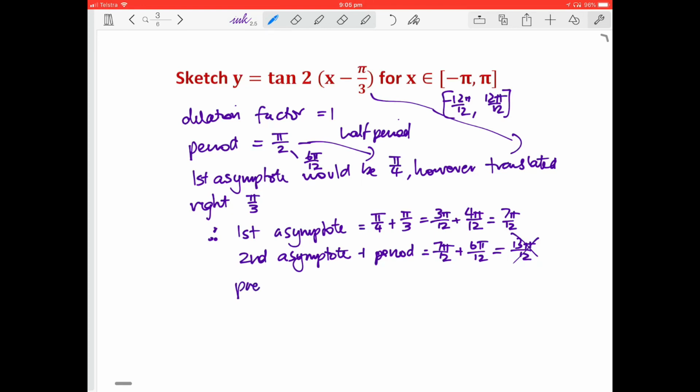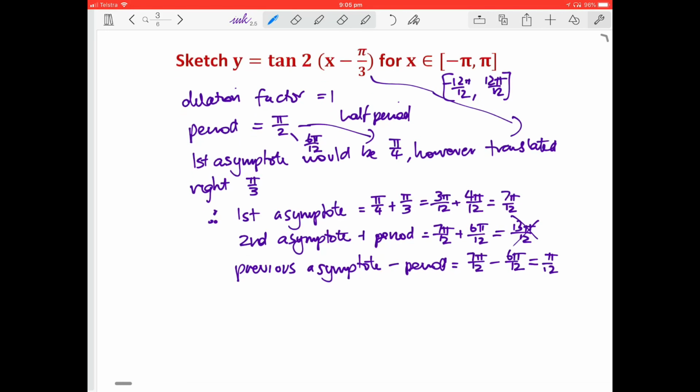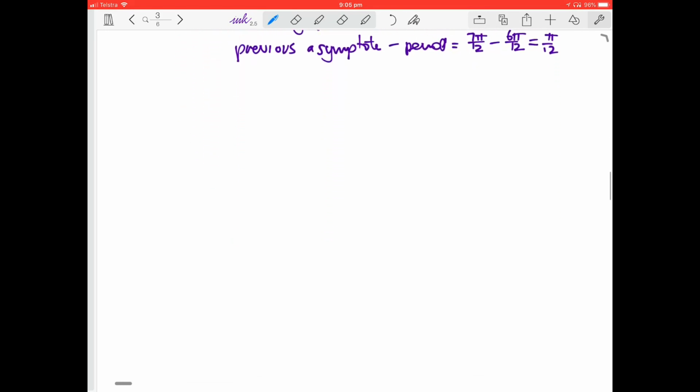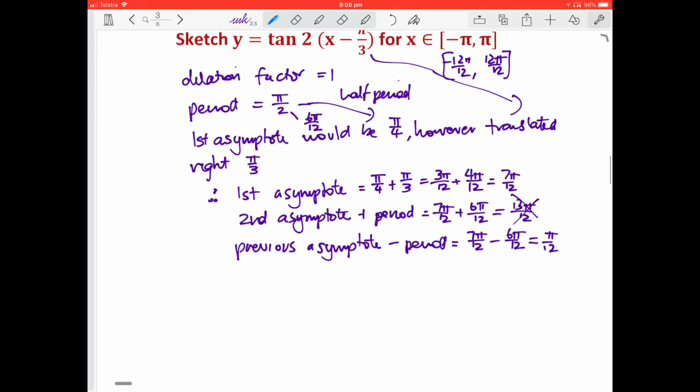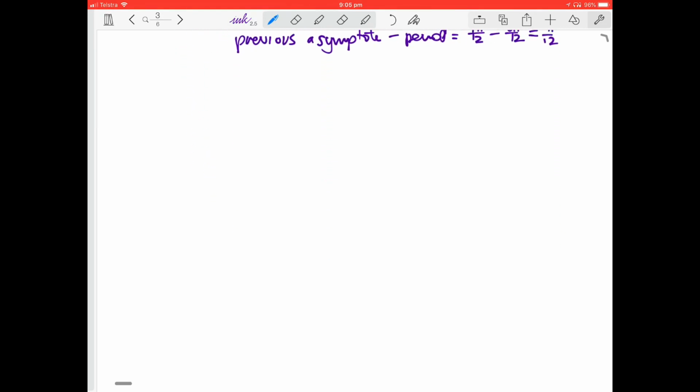So we get our previous asymptote. We subtract the period. So 7 pi on 12 minus 6 pi on 12 is pi on 12. Okay, so we've got an asymptote at 7 pi on 12, we've got an asymptote at pi on 12. Let's start graphing it because it'll make it easier. Once we've got two asymptotes in, everything else becomes easier. We want it between negative 12 pi on 12 and 12 pi on 12.